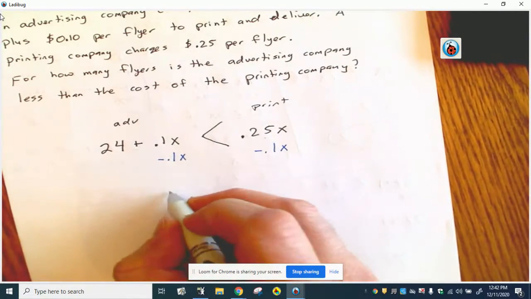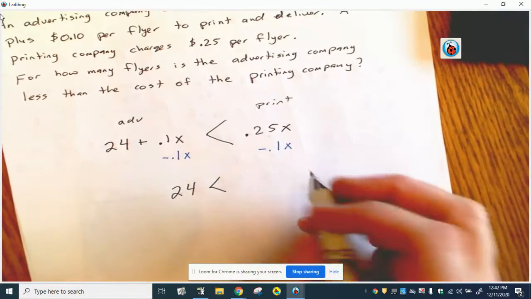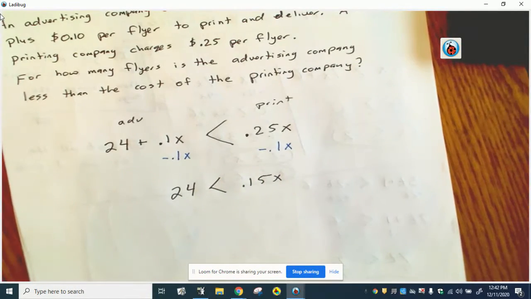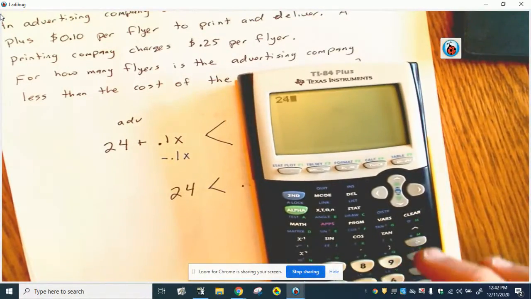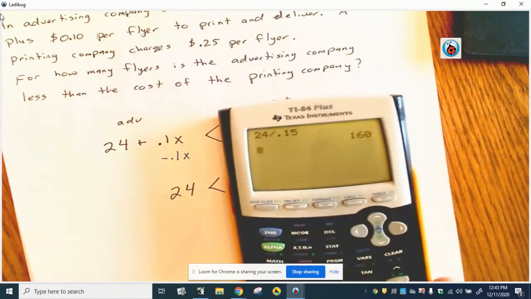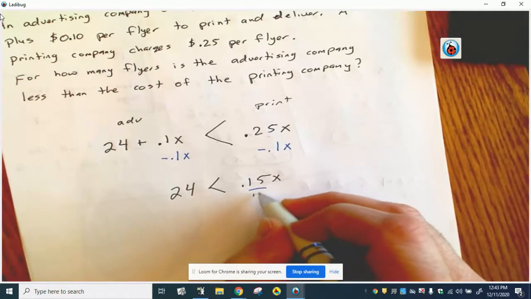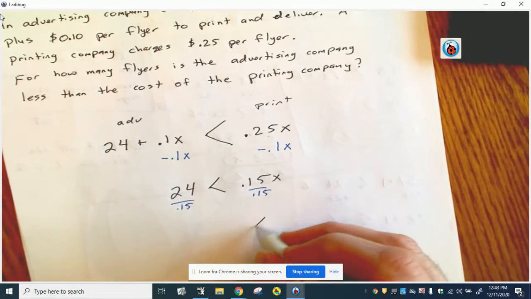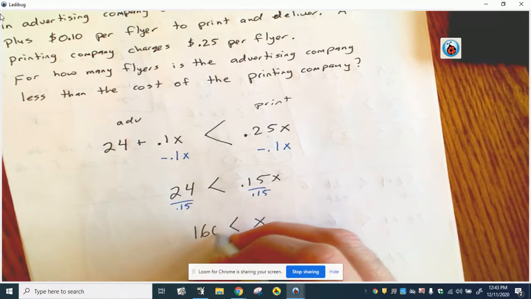Okay, so those go away. We got 24 is less than 25 cents minus 10 cents would be 15 cents. And then I'd have to grab a calculator and divide by 0.15. So I'd have to do 24 divided by 0.15. That comes out to 160. So when we divide by that 0.15 on both sides, we got x was greater than, reading it right to left, that was 160.